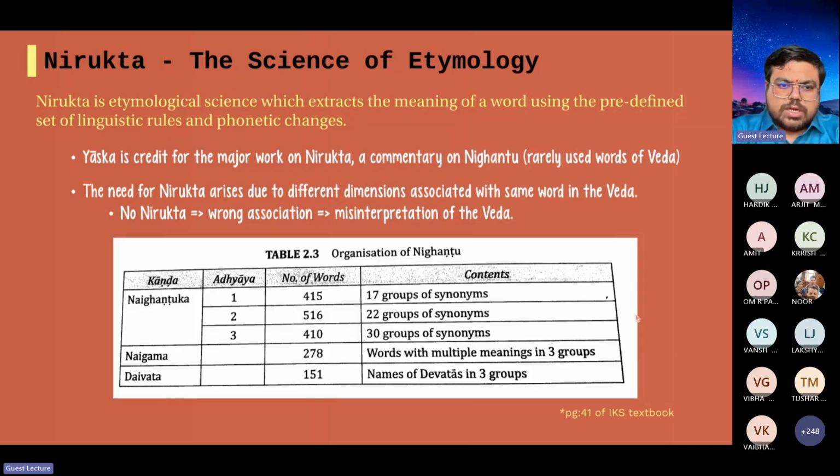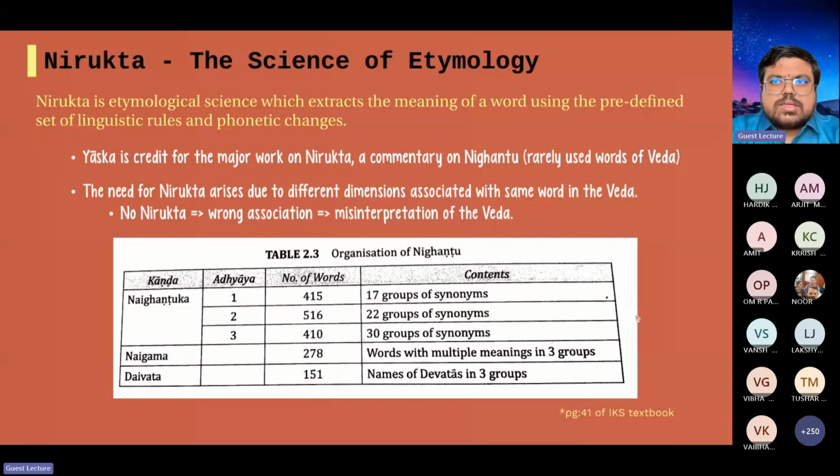And the organization of Nighantu by Yaska is as follows. This is a technical detail I just gave for formalism. The Nighantu has 3 adhyayas and the total number of words dealt with are as given, and the consonants, different names, different groups, a variety of things are there. Then you have Naigama, words with multiple meanings in the 3 groups, and Daivata, names of the Devatas in the 3 groups. So this clarifies to us how to approach the Veda.